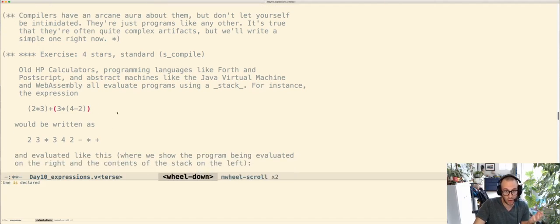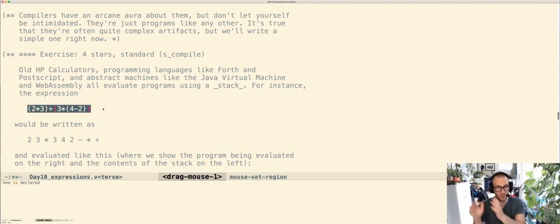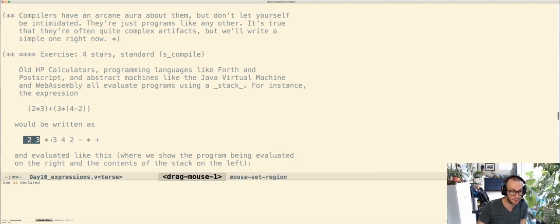Stacks are a very, very old idea in computation. In fact, in the 70s and before, HP made these postfix calculators, the most powerful calculators of the time, where they would be programmed using a stack. If you wanted to evaluate a program like this, first do 2 times 3 and then do 3 times the quantity 4 minus 2, you'd write it out in stack form: push 2 and 3 on the stack, and then multiply the top two numbers on the stack, and then push 3 and 4 and 2 on the stack, and then subtract the second number on the stack from the first number on the stack, and then multiply those two quantities, and then do a plus. Okay, hard to see what's going on just from here.